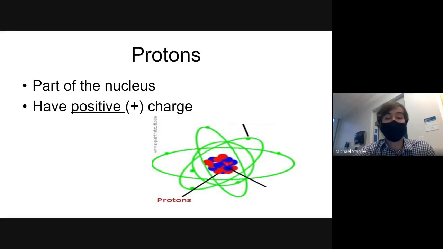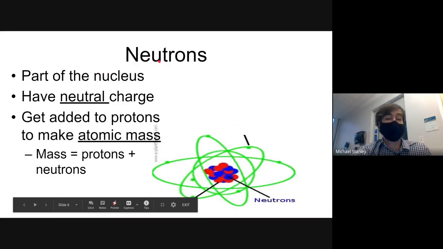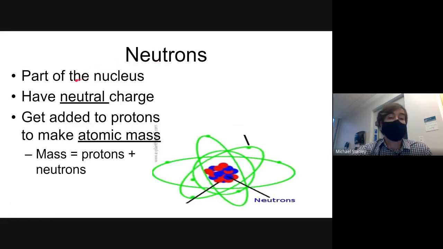The other part of the nucleus are the neutrons. So the neutrons, also in the nucleus, they have a neutral charge. So if the protons are like a positive, the neutrons are like a zero. They have no charge. They have a neutral charge. So neutrons are neutral. Sometimes people get confused because they see the N in neutrons and they think negative, which is what we're going to be talking about later. Don't think that. That's wrong. Get that out of your head right now. Neutrons are not negative. They are neutral.